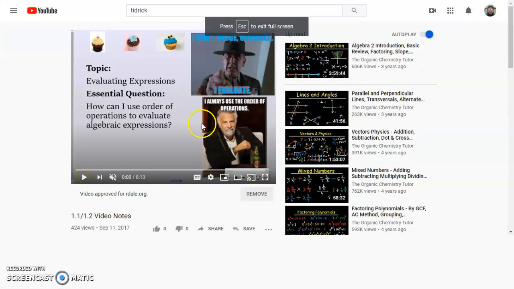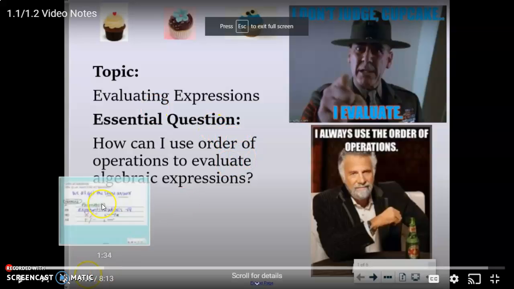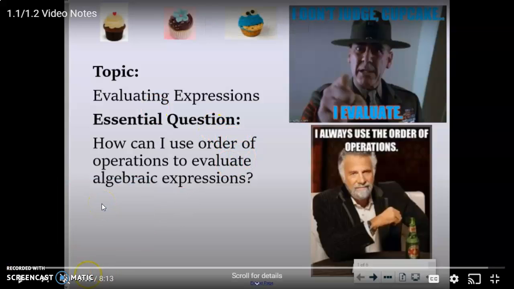Alright guys, so this is the first time that I am ever using this Screencast-O-Matic tool to be able to annotate over the top of some of my videos. So bear with me as we give this a try and hopefully it goes well.